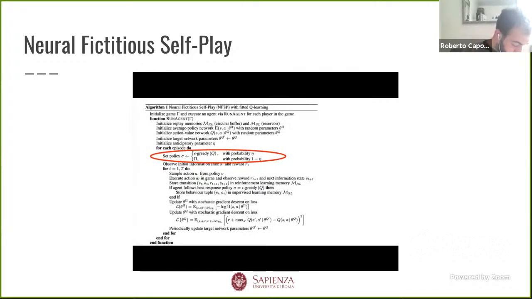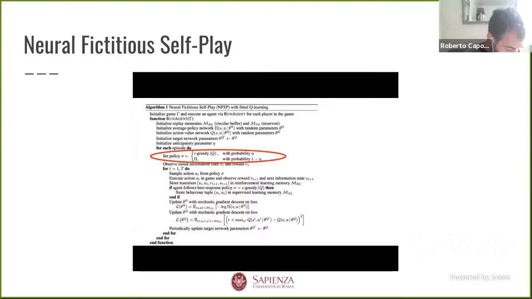The next slide shows the algorithm with fitted Q-learning. All the players of the game are controlled by separate NFSP agents that learn from simultaneously playing against each other. Here we have two distinct memory buffers: one circular buffer for reinforcement learning, which stores the agent's experienced transition tuples that approximate data of an MDP defined by the others' average strategy profile, and the other is a reservoir buffer for supervised learning, which stores its own behavior and approximates the agent's own average strategy.